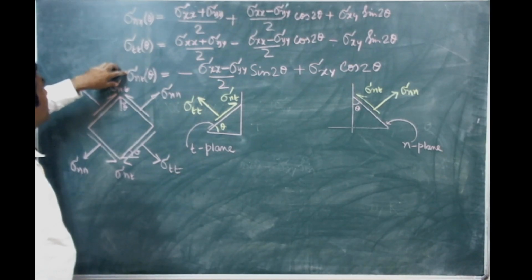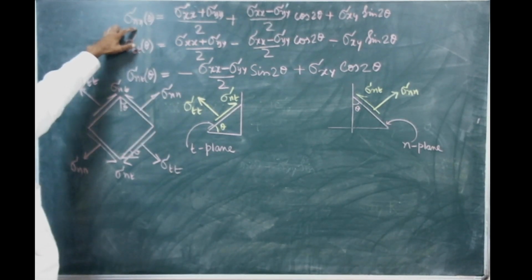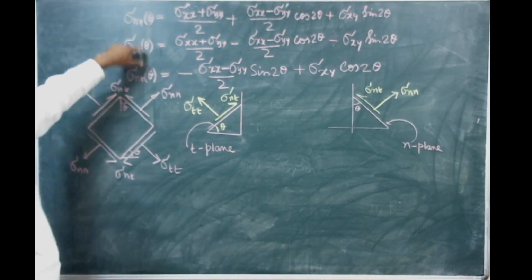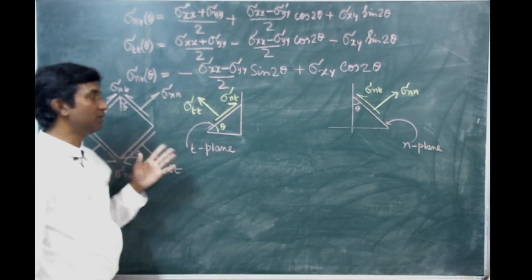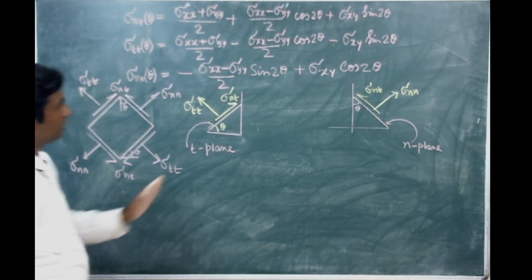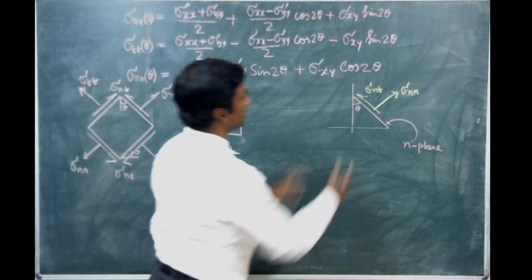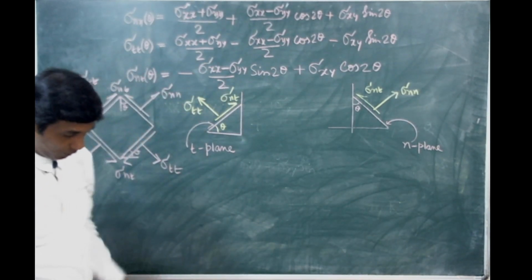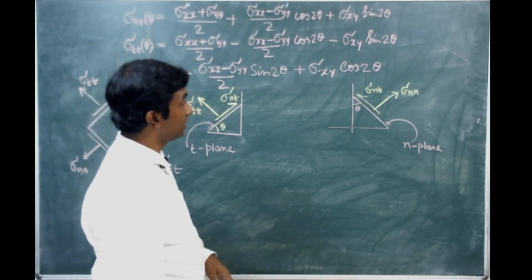So we have not changed anything except this left hand side part. So sigma nn, sigma tt and sigma nt, they all are a function of theta. So if you keep changing the theta, you get different values. Okay. So now intentionally we are keeping this t plane separately and n plane separately. So let us see what happens when theta becomes 0.